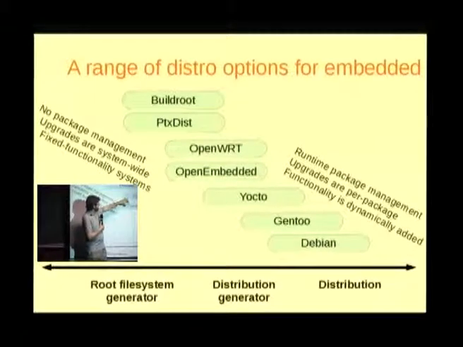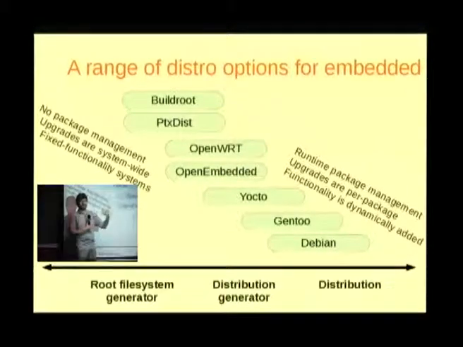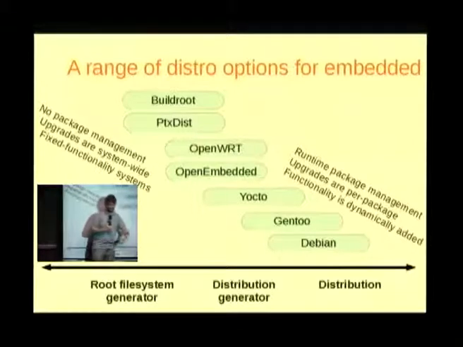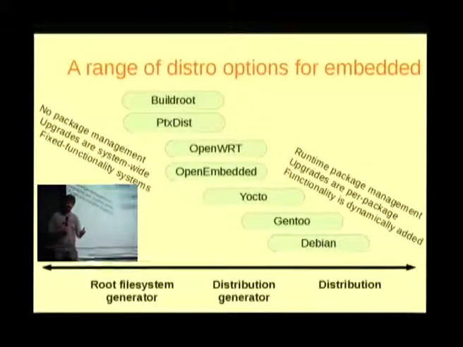Then OpenWRT and OpenEmbedded are a bit more like a distro because they support runtime package management. Yocto is an OpenEmbedded derivative, which is also a bit more distro-like. And then Gentoo is a bit special because it's a distro, but it also builds from source. I unfortunately have never used Gentoo myself, because it would be very interesting to see how it compares to buildroot.